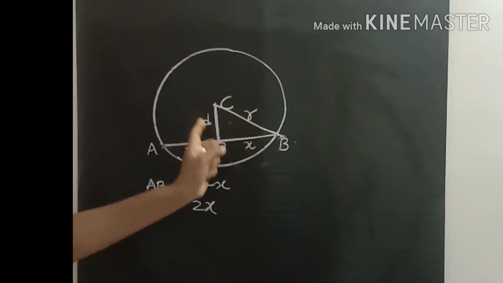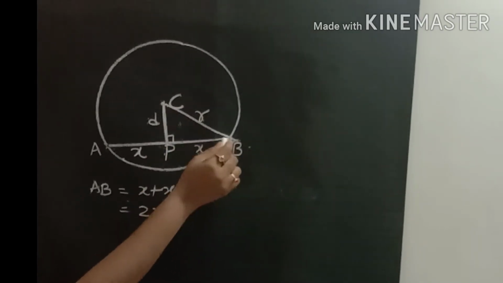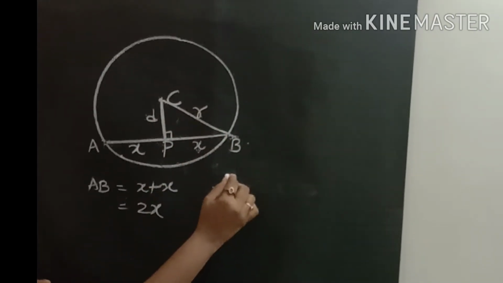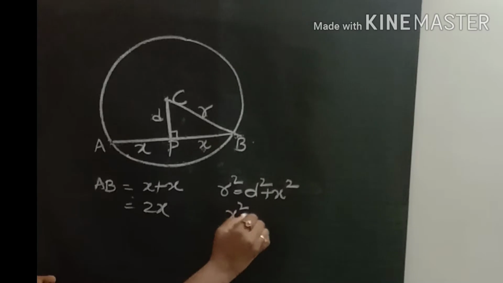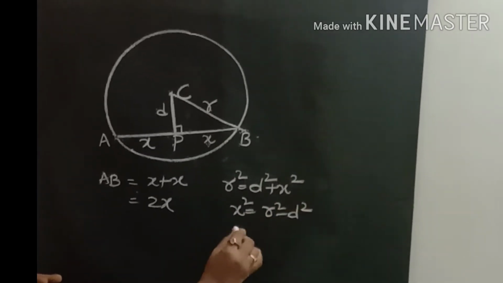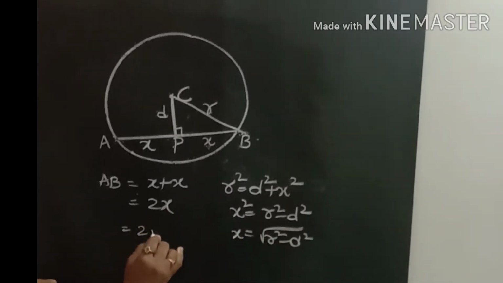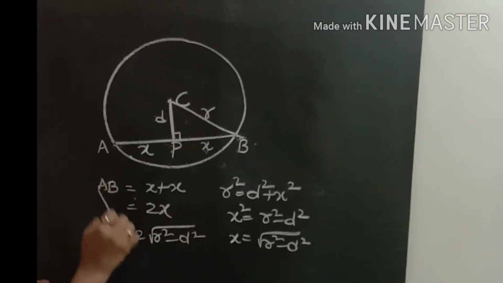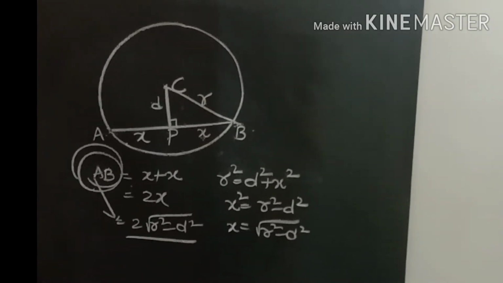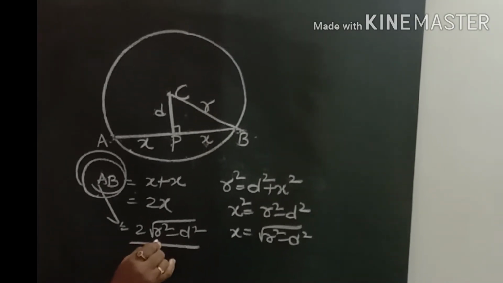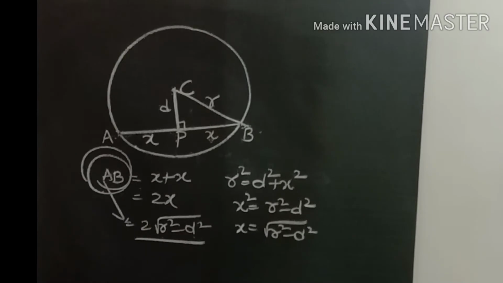Now clearly it is a right angle triangle CPB. From the triangle CPB, hypotenuse square is equal to side square plus side square, since it is a right angle triangle. That is R square is equal to D square plus X square. From this, the value of X square is equal to R square minus D square. Then X is equal to the square root of R square minus D square. Now substituting the X value, 2 into the square root of R square minus D square is equal to AB, the length of the chord. Therefore the length of the chord formula is equal to 2 root R square minus D square, where R is the radius of the circle and D is the perpendicular distance from the center to the given line.